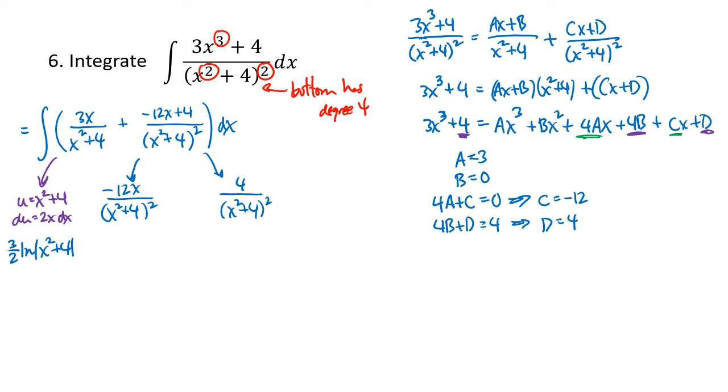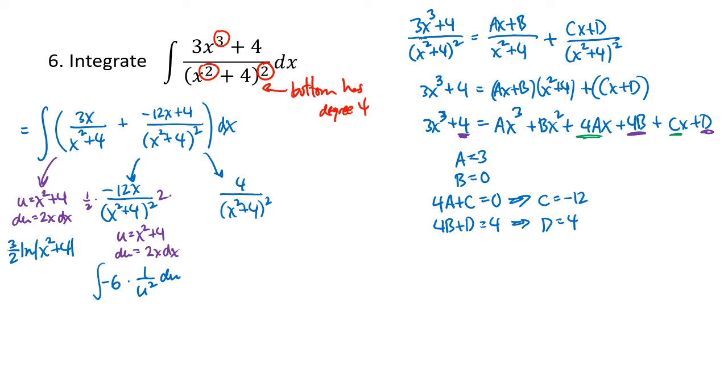For the 12x over x squared plus 4 squared, again, we're going to substitute u equals x squared plus 4. We're going to use that x that we have on the top of our fraction to our advantage. That means we're going to have to put a 2 in and a 1/2 out front, which is going to turn that negative 12x into a negative 6. And then we've got 1 divided by u squared, but we know how to integrate 1 divided by u squared.